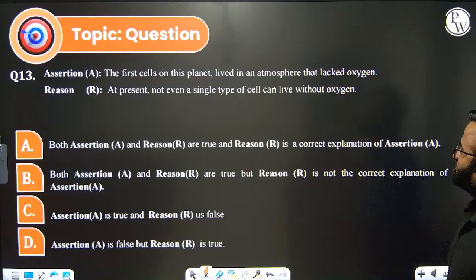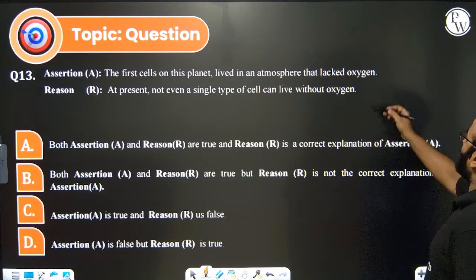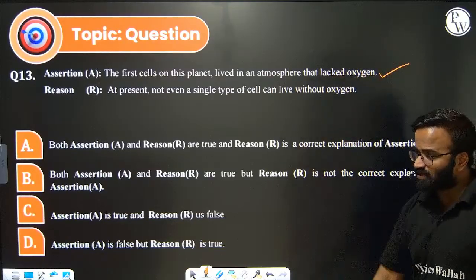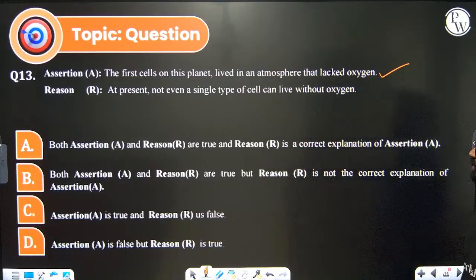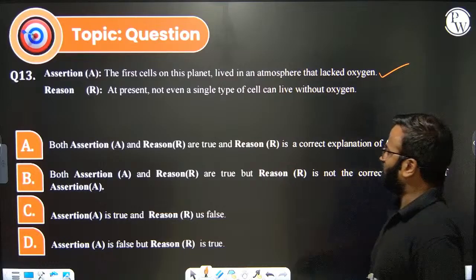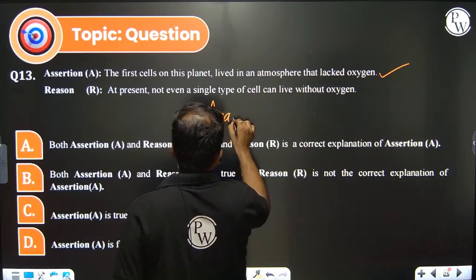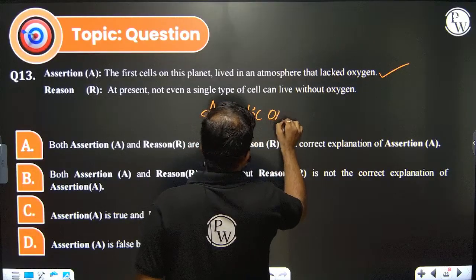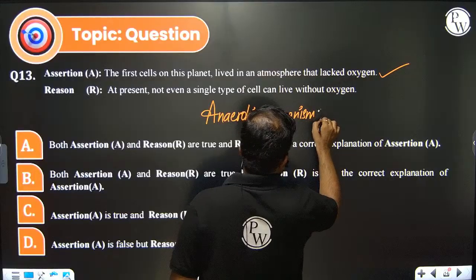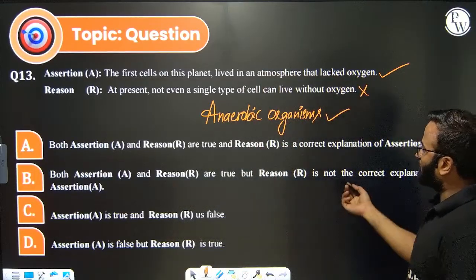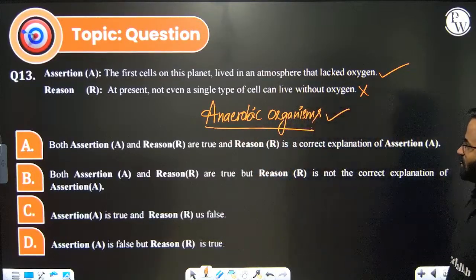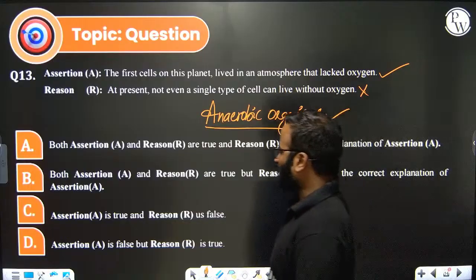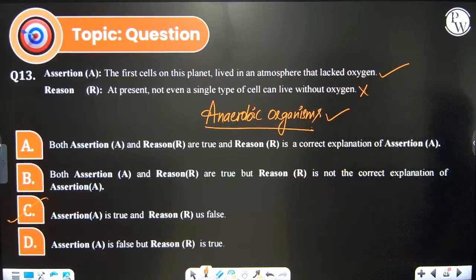The first cells on this planet lived in an atmosphere that lacked oxygen, which is true, because the first initial organisms were anaerobes, which is supported by the first statement. At present, not even a single type of cell can live without oxygen. Even now, there are plenty of anaerobic organisms. So the second statement is false. So still there are many anaerobic organisms available on the planet. So what do you go with answer? Answer will be C, where assertion is true and reason will be false. Let's go for the next question.